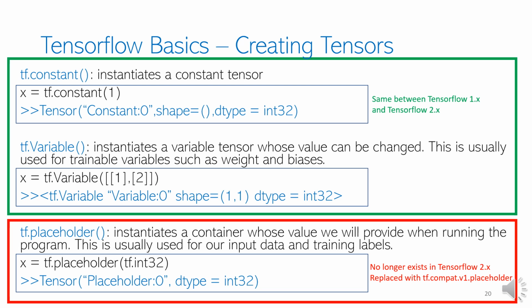tf.Variable instantiates a variable tensor, whose value can be changed. This is usually used for trainable values, such as the weights and biases of your neural network. You can see another example here. You're going to have a 1 by 2 tensor holding values 1 and 2. And again, the dtype is inferred from the initial value of the variable. So these two, constant and variable tensors, are the same between TensorFlow 1 and 2. However, in TensorFlow 1, we have an additional type of tensor called placeholders.